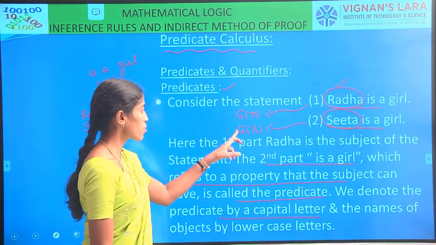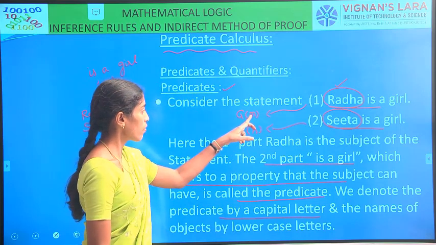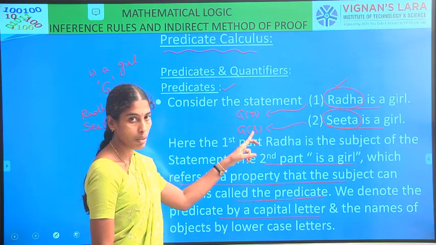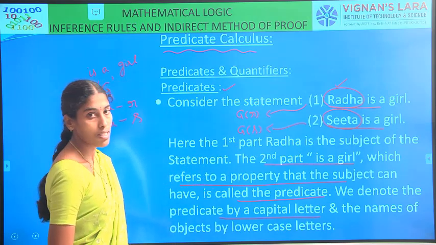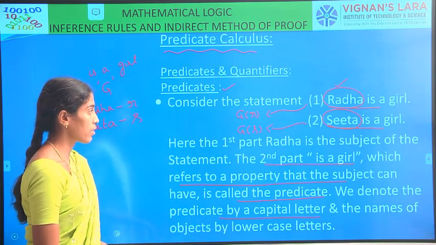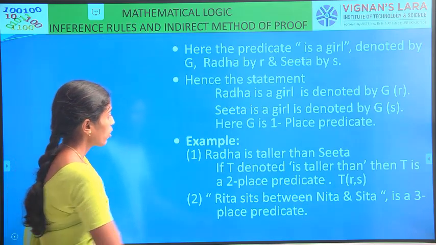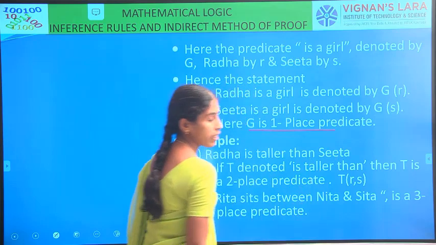Because here we are using G for the single variable R, and in the second sentence we are using it for the single variable S. So we call it a one place predicate. Right? So G is a one place predicate.